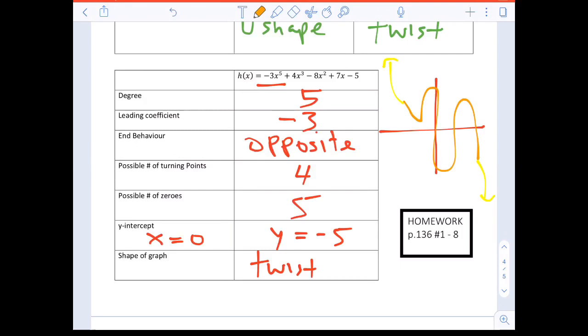But for now, we just know that the end behaviors are either on the same side or opposite sides. And we also know that our degree will tell us the shape of the graph and our leading coefficient, whether it's been reflected or not. And that's about it for this section.